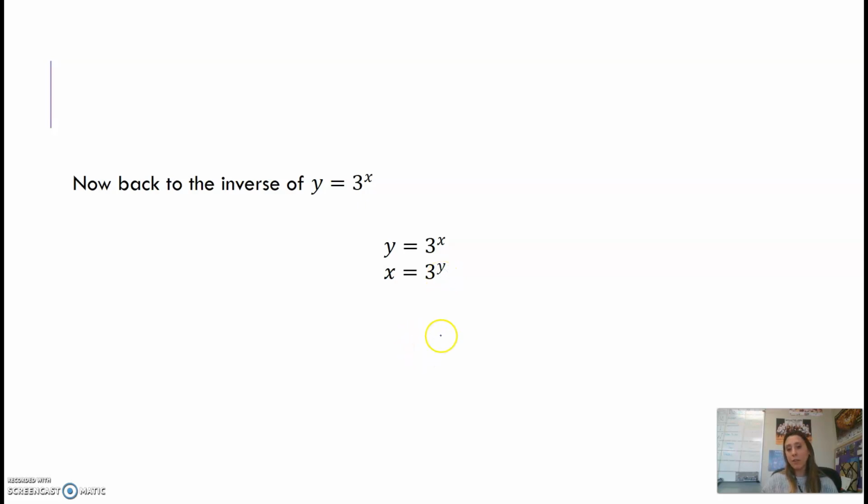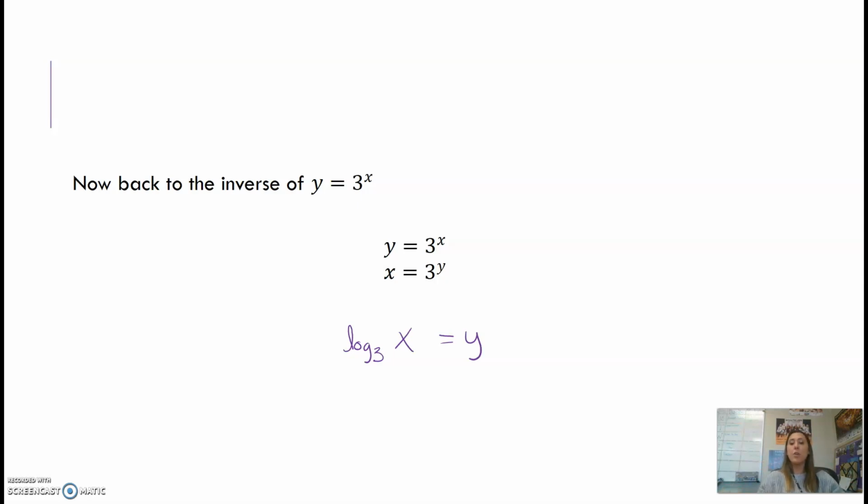So we know that we're going to end up with something that equals y, and then we could just do log, my base is 3, and my answer is x. So log base 3 of x is equal to y. And we know that because it is the inverse of an exponential. So the inverse of y equals 3 to the x is log base 3 of x is equal to y.